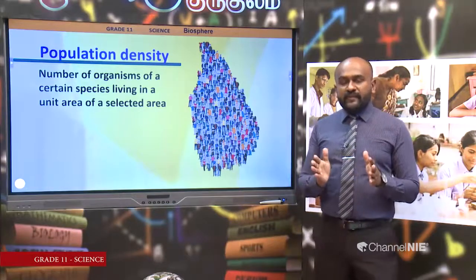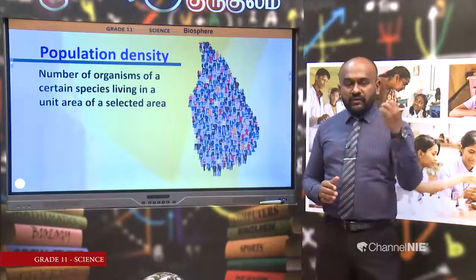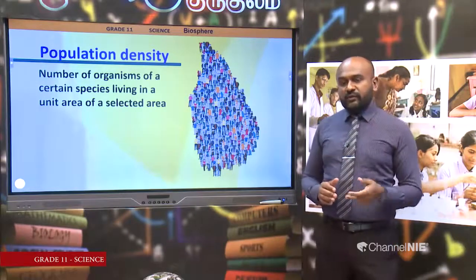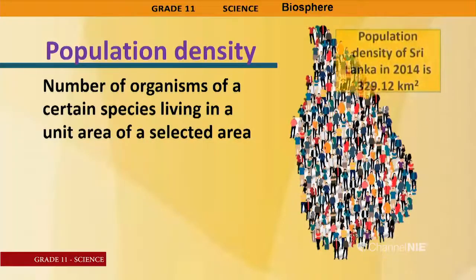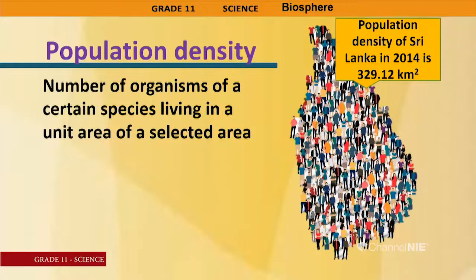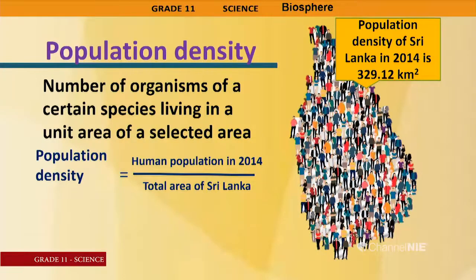Now, think that you want to get the population density of Colombo district or Gampaha district or any other district. Then you can take it in that way also. You can see population density of Sri Lanka in 2014 is around 329 people per square kilometer. So, the idea is if you get 1 square kilometer, there have been about 329 people. There is a formula to get the population density. Let us see what it is. You can see it on the screen.